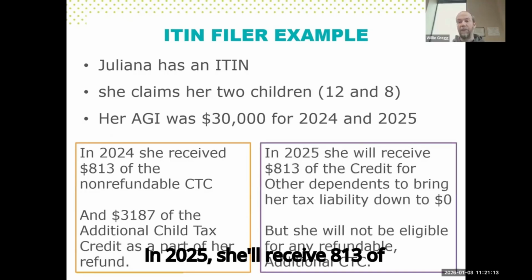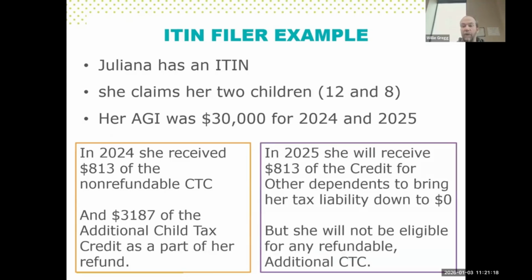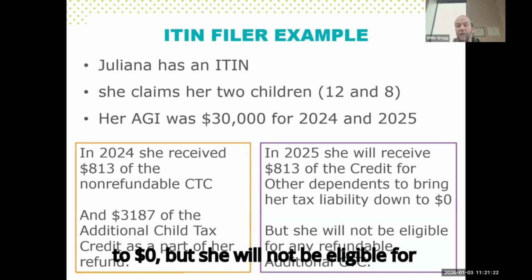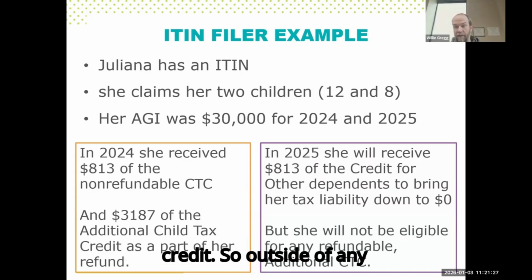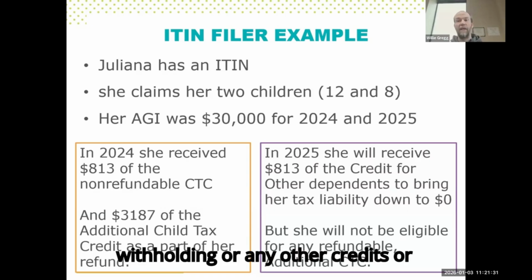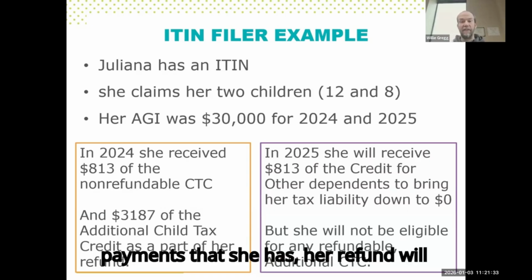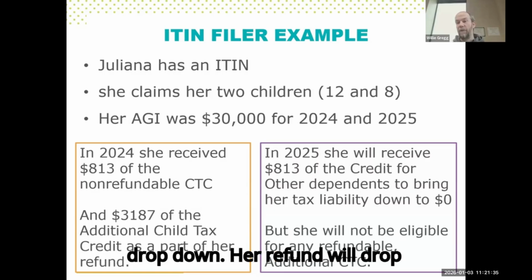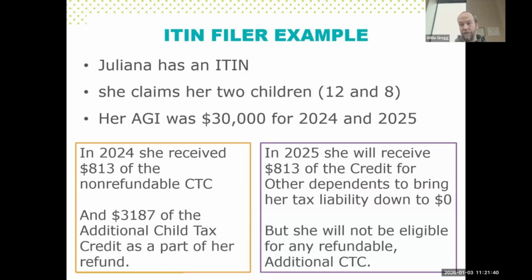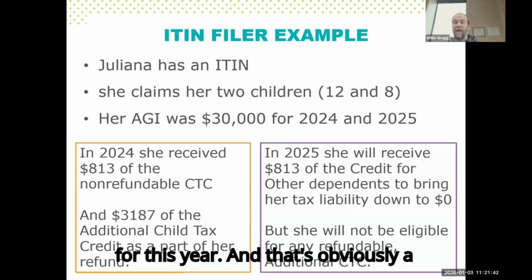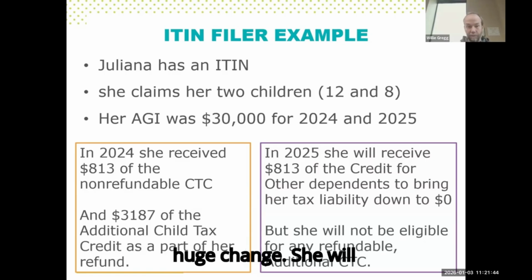In 2025, she'll receive $813 of the credit for other dependents to bring her tax liability down to $0, but she will not be eligible for any refundable additional child tax credit. So outside of any withholding or any other credits or payments that she has, her refund will drop by $3,187 for this year. And that's obviously a huge change.